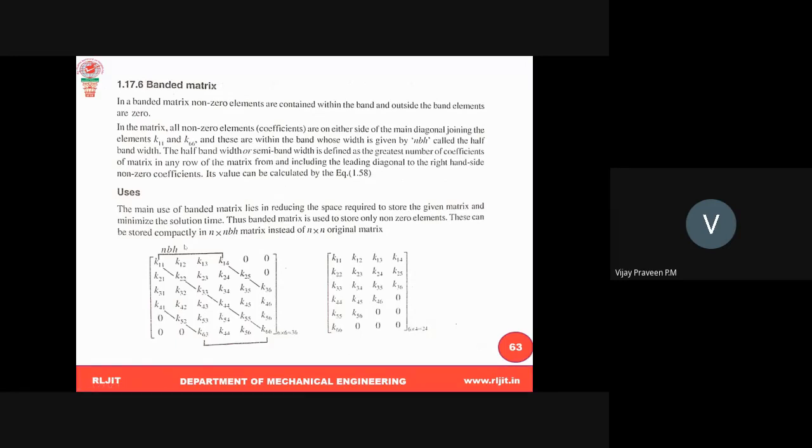That is known as a banded matrix. Banded matrix means this much only. Across the principal diagonal, only non-zero elements are present. Within that band, only non-zero elements are present, and outside the band, the zero elements are present. That is known as a banded matrix.